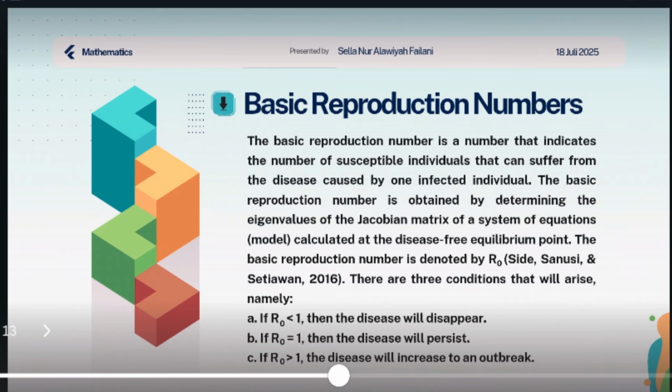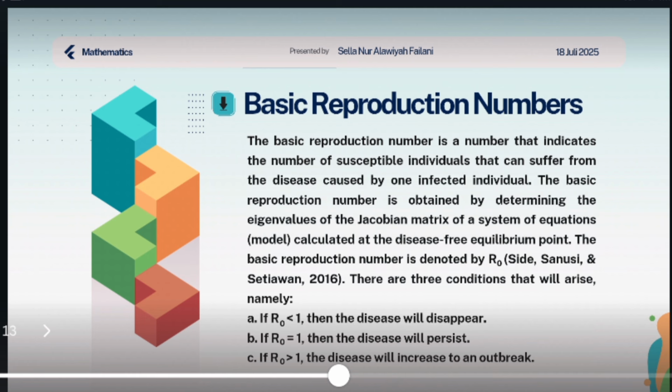Basic reproduction number. The basic reproduction number indicates the number of susceptible individuals that can suffer from the disease caused by one infected individual. The basic reproduction number is obtained by determining the eigenvalues of the Jacobian matrix of a system of equations calculated at the disease-free equilibrium point. The basic reproduction number is denoted by R0.